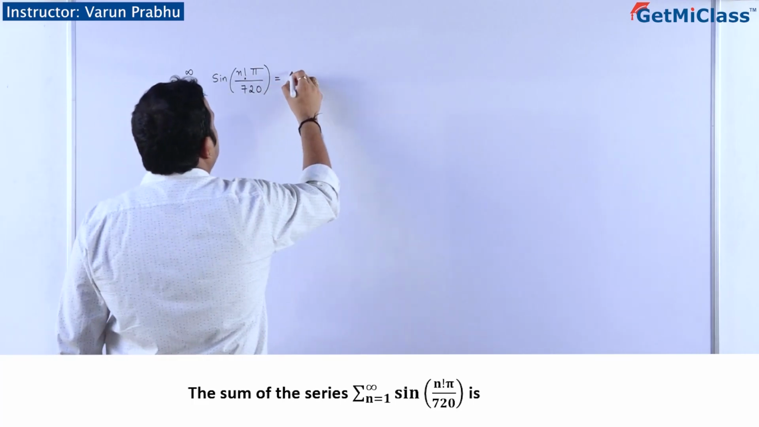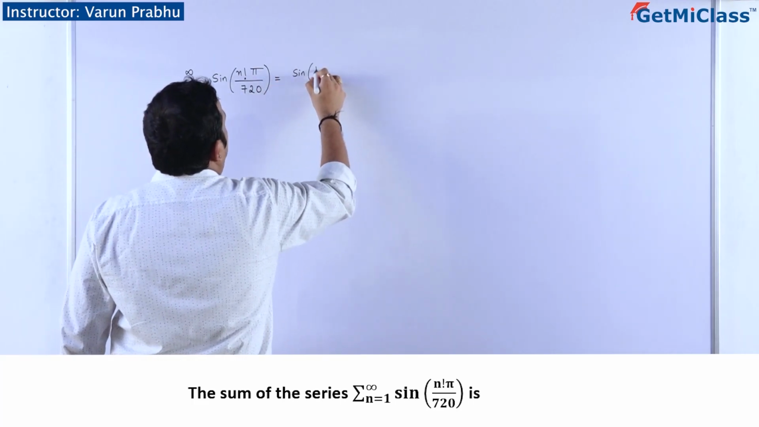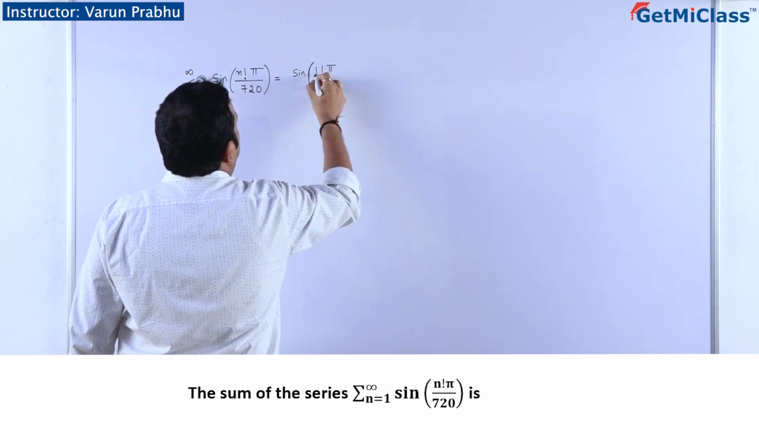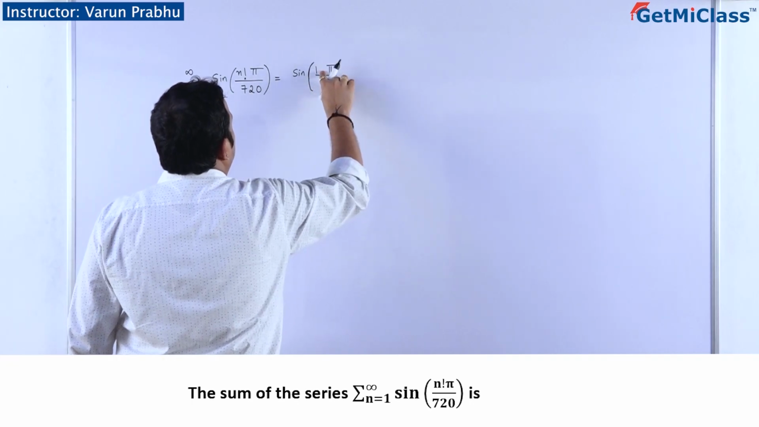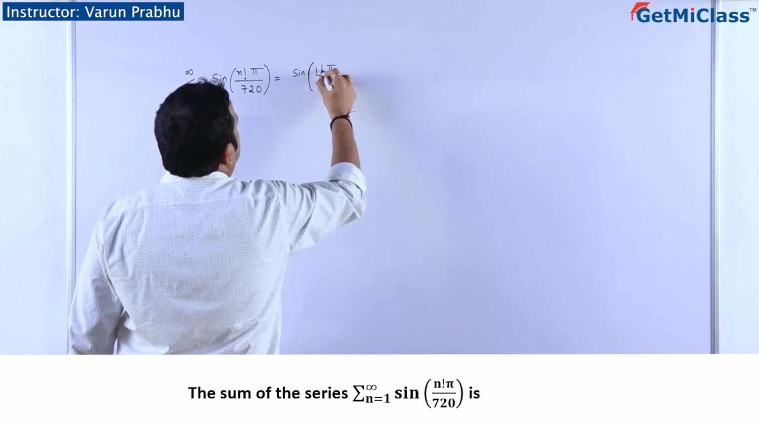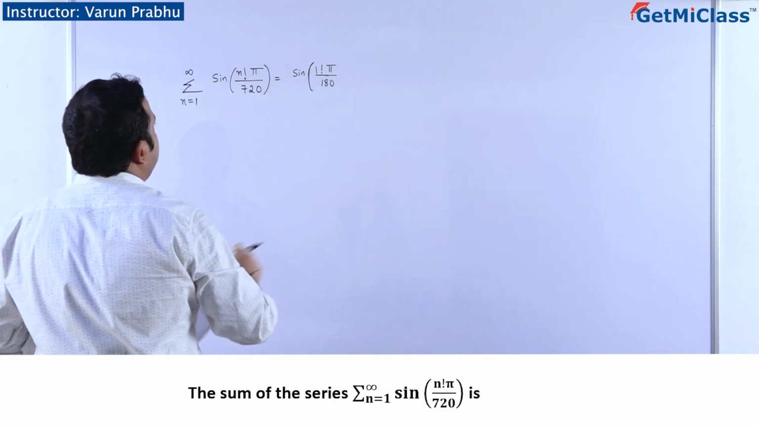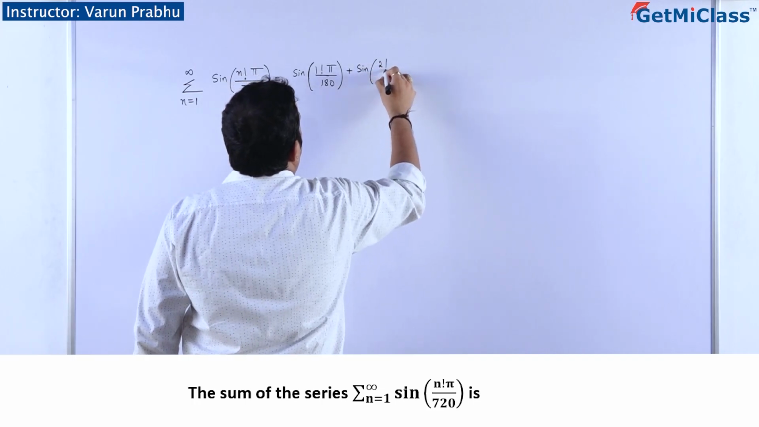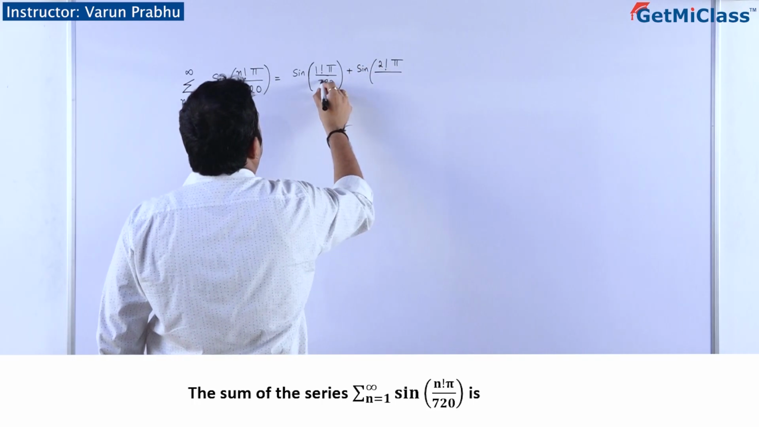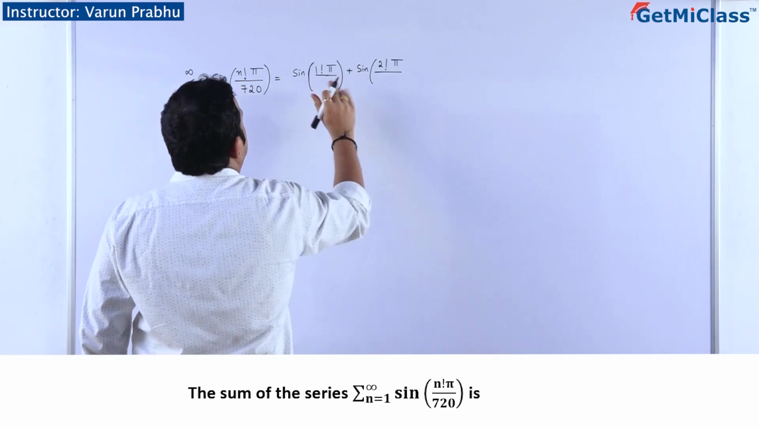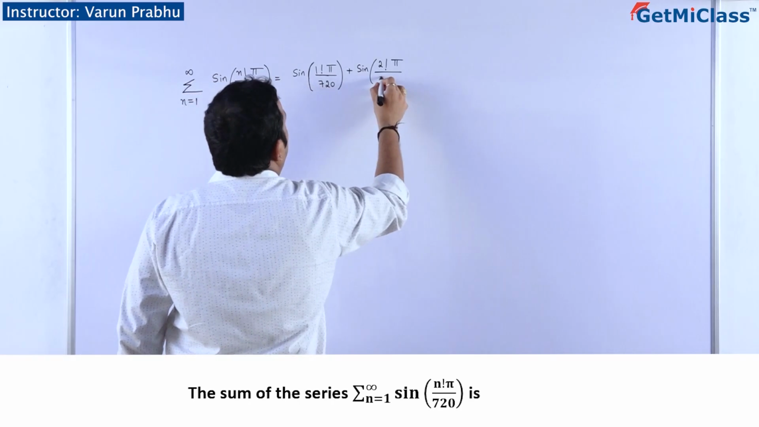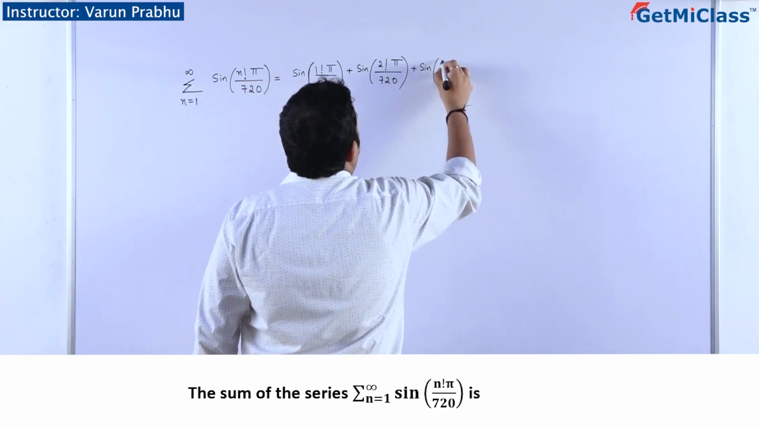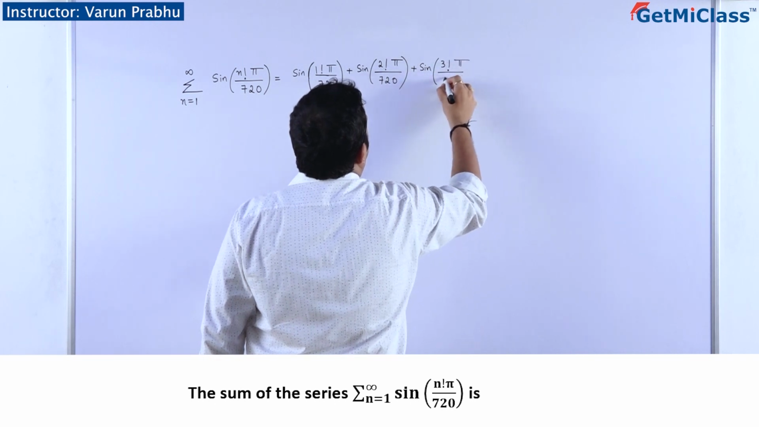from 1 to infinity, right? So I can write this as sine of 1 factorial into pi divided by 180, correct? Sine of 1 factorial into pi divided by 180, like this, plus sine of 2 factorial into pi divided by 720. It's not 180, it is 720.